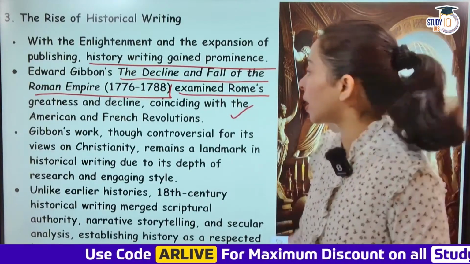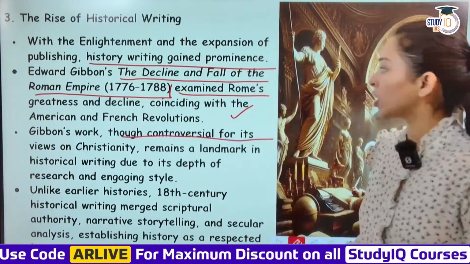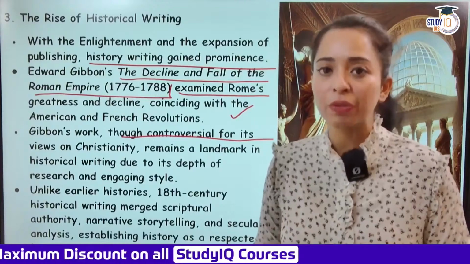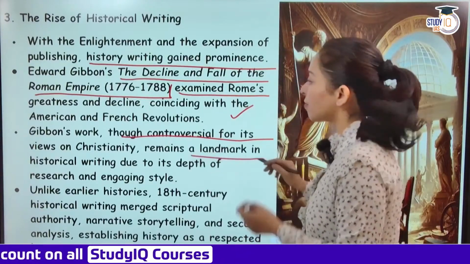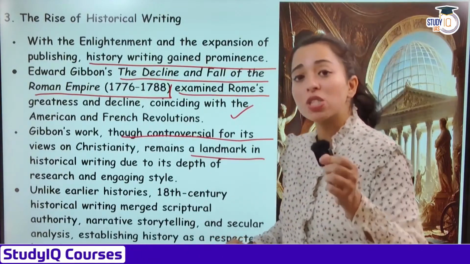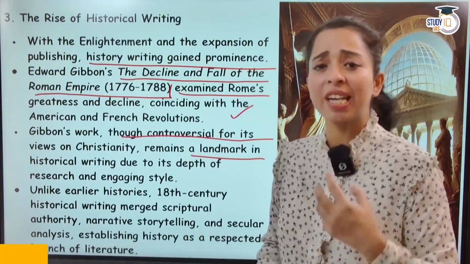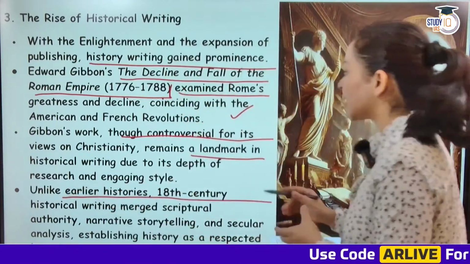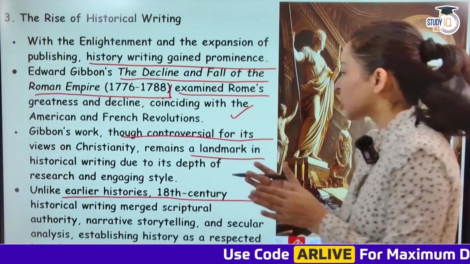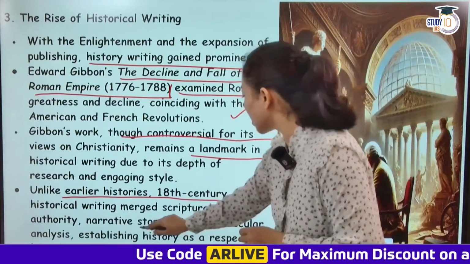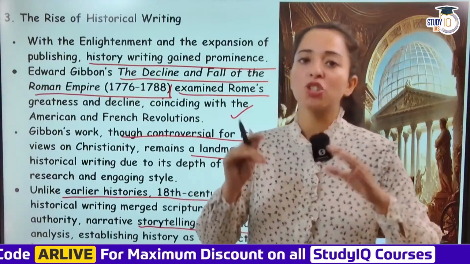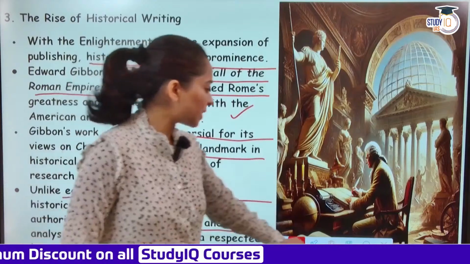And Gibbon's work was controversial for its views on Christianity, somewhat unabashed and somewhat sacrilegious views, but this still remains a very important work. Why? Because of his historical writing. It's a great research, great critical analysis and all. And unlike earlier histories, 18th century historical writing merged scriptural history, narrative storytelling and secular analysis, establishing history as a respected branch of literature. Okay, so this became a very important and a seminal work.